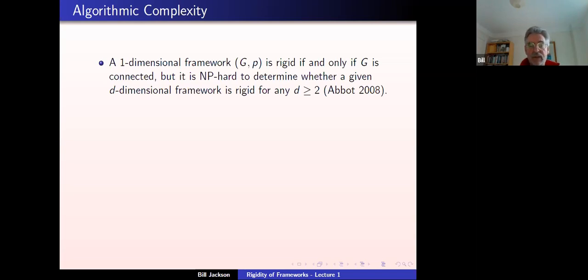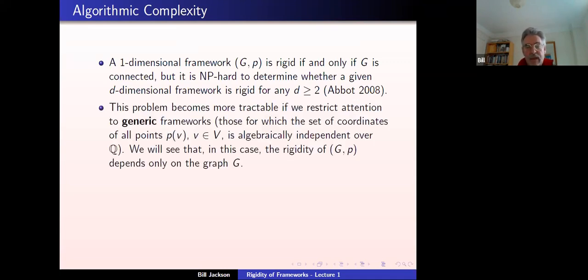So the negative result is due to Abbott in 2008 in his MSc thesis, and he showed that for any d greater or equal to 2, it's NP hard to determine whether a given framework is rigid. So there aren't going to be any efficient algorithms which will work for an arbitrary framework. So that tells us we have to concentrate on particular frameworks, and one particular family that the combinatorial theory is particularly appropriate to is the idea of generic frameworks.